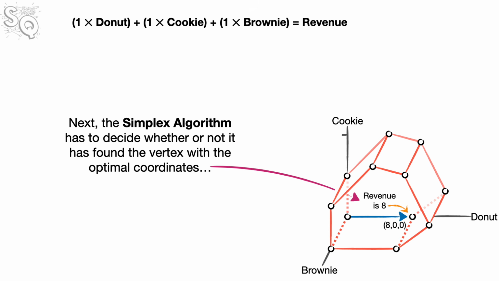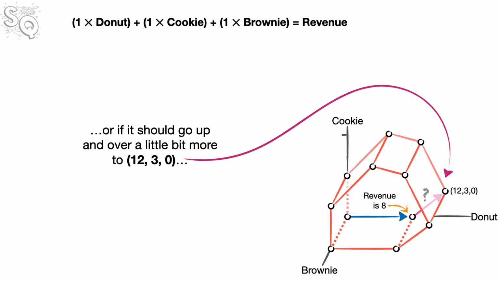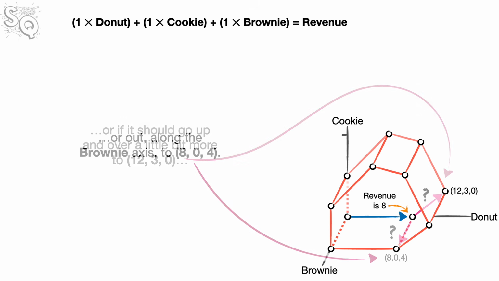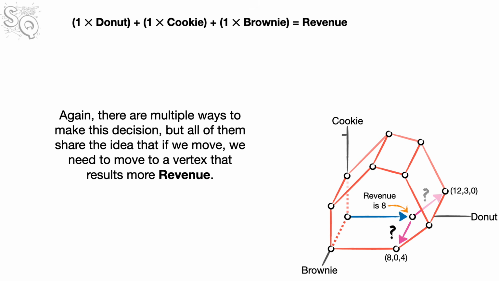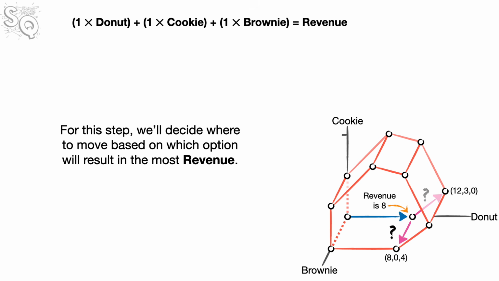Next, the Simplex algorithm has to decide whether or not it found the vertex with the optimal coordinates, or if it should go up and over a little bit more to 12, 3, 0, or out along the brownie axis to 8, 0, 4. Again, there are multiple ways to make this decision, but all of them share the idea that if we move, we need to move to a vertex that results in more revenue. For this step, we'll decide where to move based on which option will result in the most revenue.